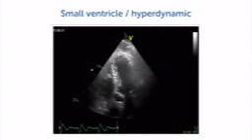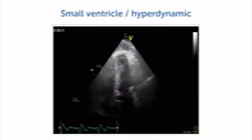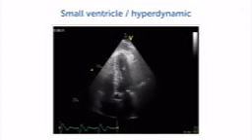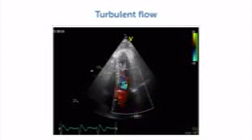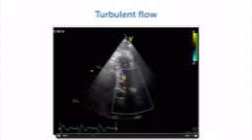Here's a typical example. This is an elderly patient who was hypovolemic basically because he was under very high doses of diuretics for a reason I honestly do not know. So what we have is the small ventricle here, the hypercontractility. You see the myocardium is actually touching each other. We have a turbulent flow with color Doppler. Those are the high velocity flow right in the ventricle here.